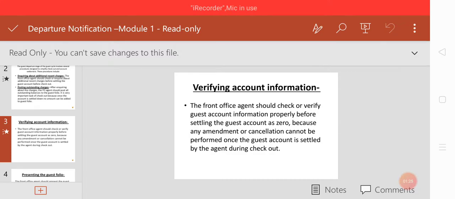The front office agent should check or verify guest account information properly before settling the guest account at zero, because any amendment or cancellation cannot be performed once the guest account is settled by the agent during the checkout.